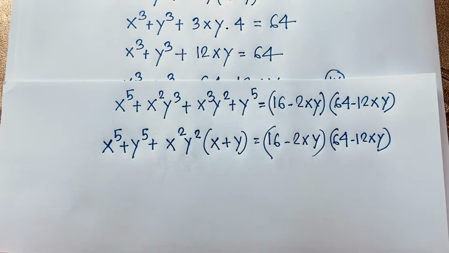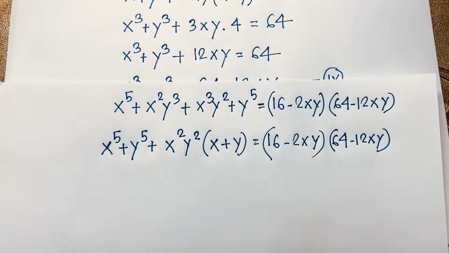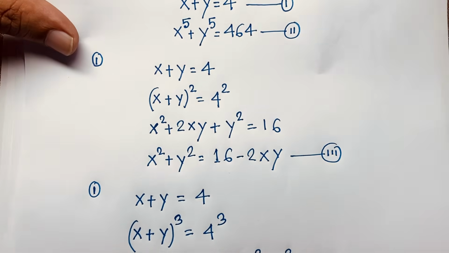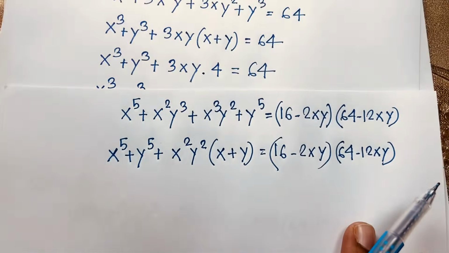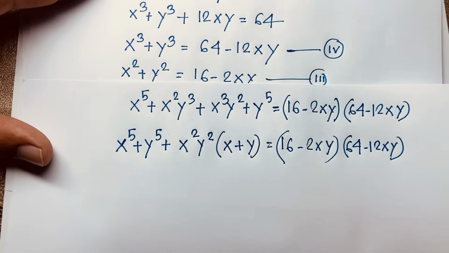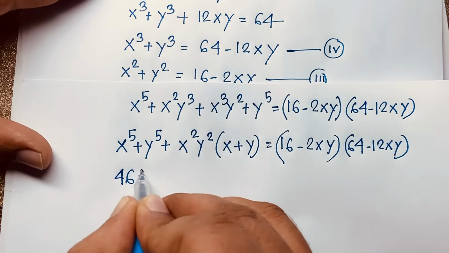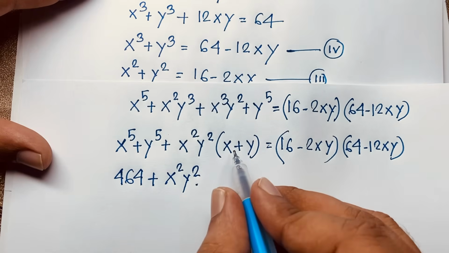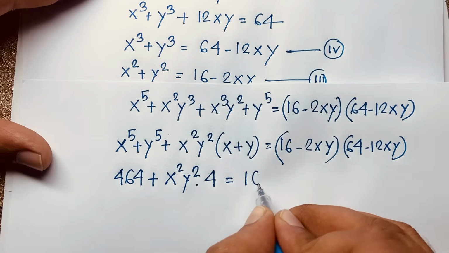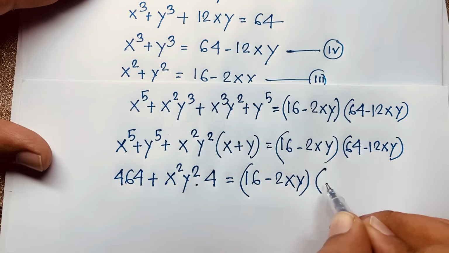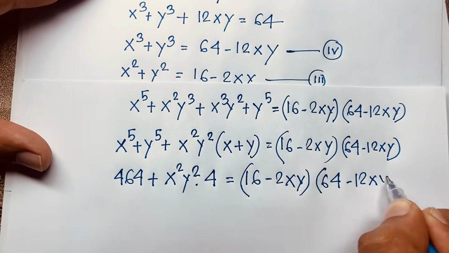Now at this moment you can easily find x to the power 5 plus y to the power 5. Remember that our second equation is x to the power 5 plus y to the power 5 equal to 464. So I put this value in this expression, 464. So x to the power 5 plus y to the power 5 will be 464 plus x squared plus y squared, and remember that our first equation x plus y is 4, so that is 16 minus 2xy times 64 minus 12xy.